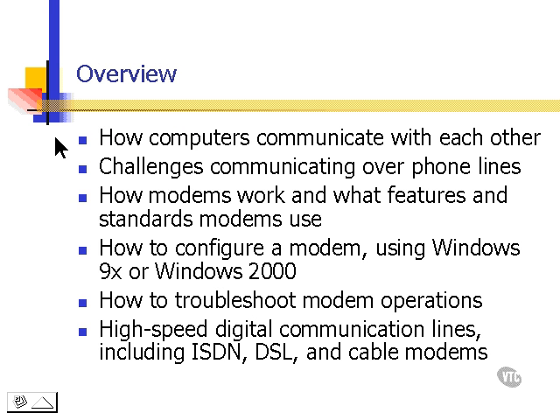First, we're going to discuss how computers communicate with each other and some special challenges in communicating over phone lines. Then we'll discuss how modems work and what features and standards modems use. We'll also talk about how to configure a modem using Windows 9X or Windows 2000 and how to troubleshoot modem operations. And finally, we'll discuss high-speed digital communication lines, including ISDN, DSL, and cable modems. So let's start off with modem communication over standard telephone lines.